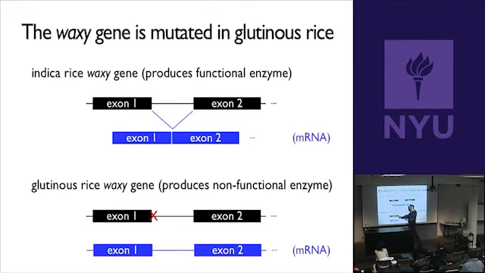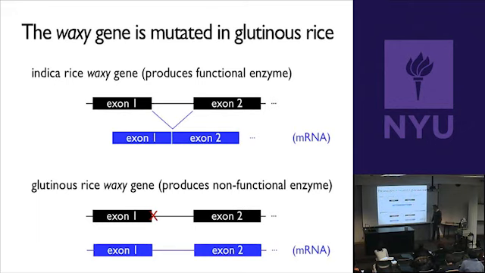Okay? And so if you mutate one of those punctuation marks and change it to something else, then the cell doesn't recognize that as an intron anymore. Okay? And so the messenger RNA still contains the intron. It doesn't splice that out.